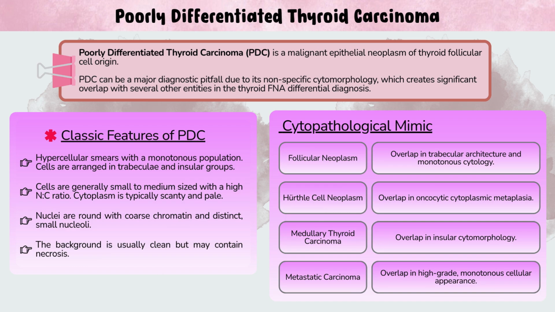Let's review the classic cytological features of PDC. First, the smears are typically hypercellular with a monotonous population of cells arranged in trabecular and insular groups. The cells themselves are small to medium in size with a high NC ratio. Their cytoplasm is usually scanty and pale. Nuclei are round with coarse chromatin and often show small but distinct nucleoli. Finally, the background is generally clean, but necrosis may be present, which can be a clue toward its high-grade nature.